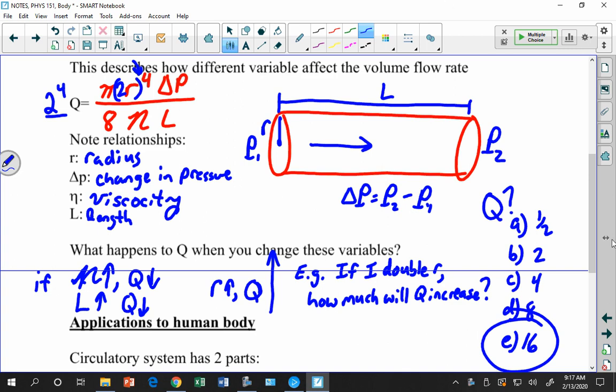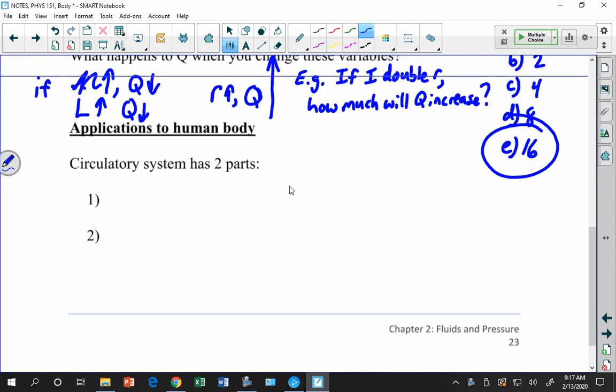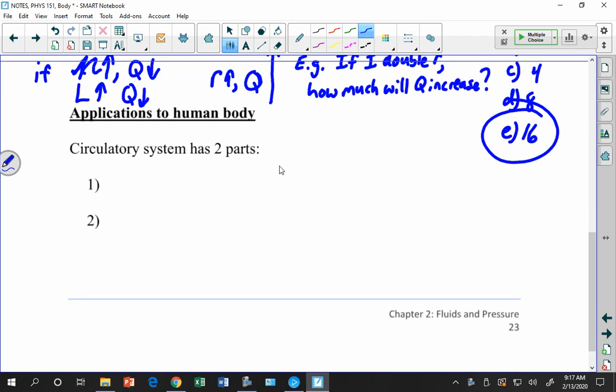All right, so let's look at some applications to the human body. The circulatory system has two parts. You need to be able to identify them and tell what they do. You have the systemic circuit and the pulmonary circuit. The systemic circuit takes and returns blood to the body.